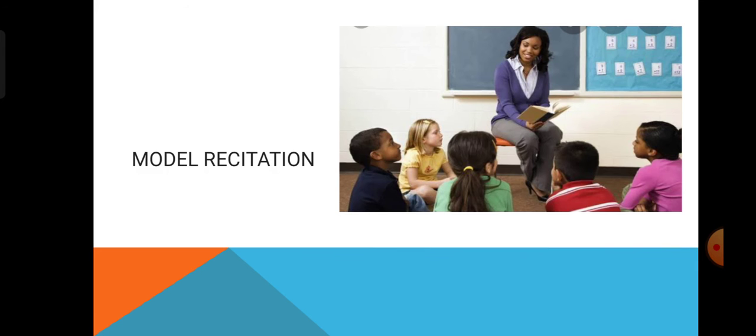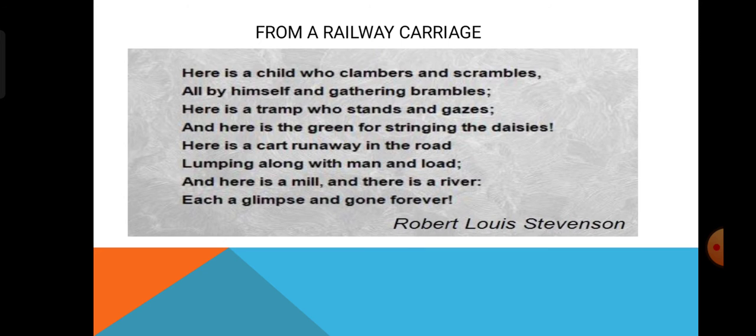Now it's a time for moral recitation. Here is a child who clambers and scrambles, all by himself and gathering brambles. Here is a tramp who stands and gazes, and here is the green for stringing the daisies. Here is a cart run away in the road, lumping along with man and load. And here is a mill, and there is a river, each a glimpse and gone forever.